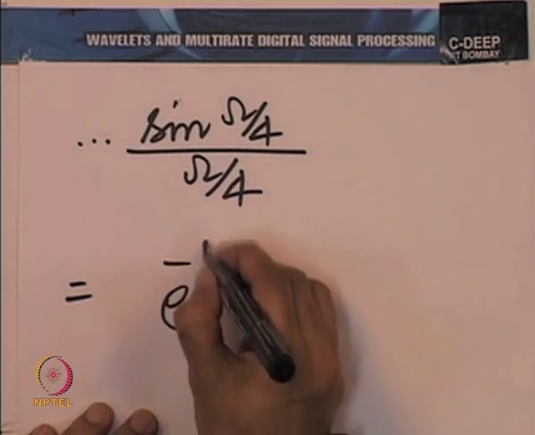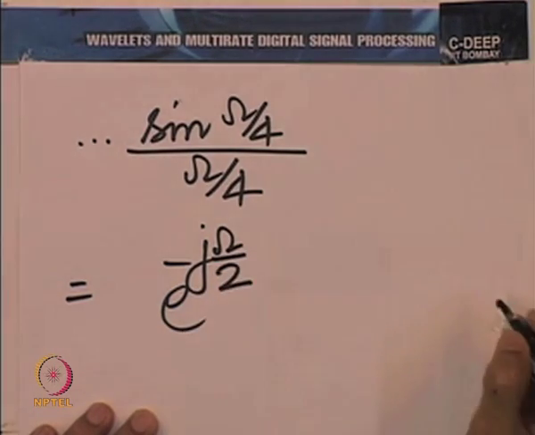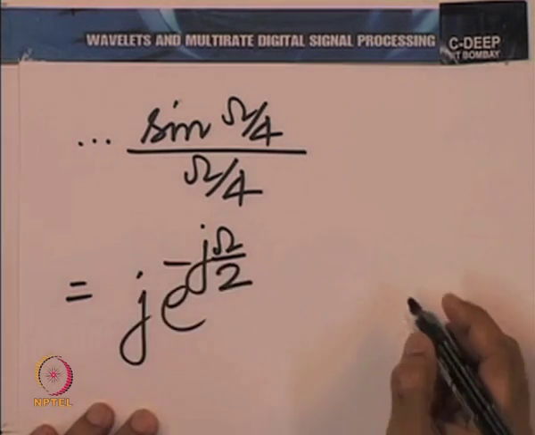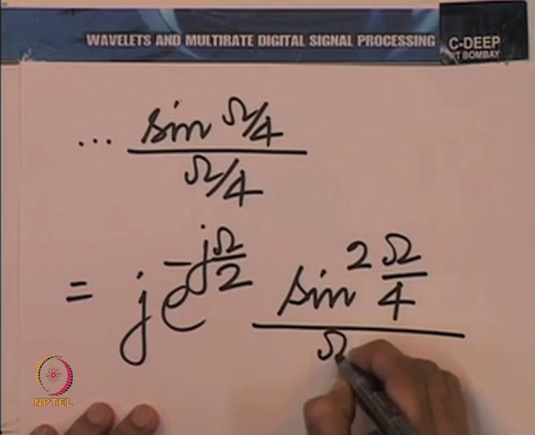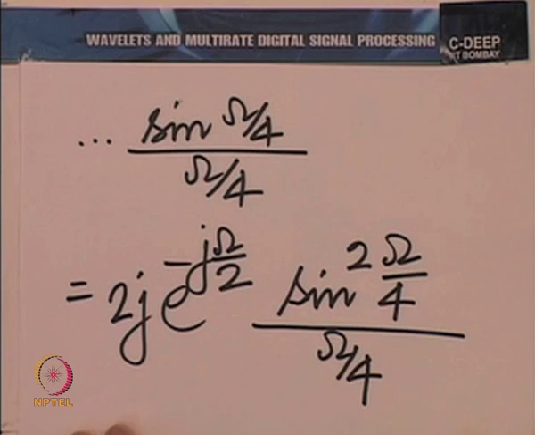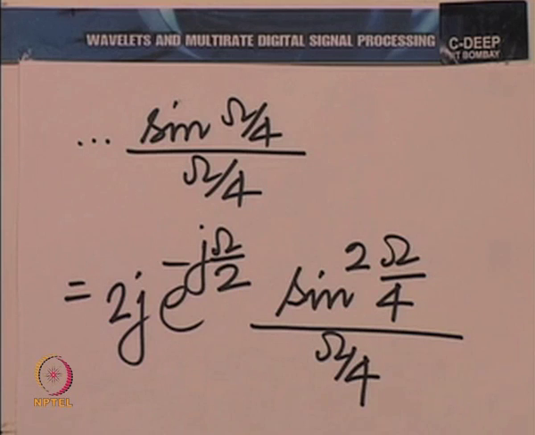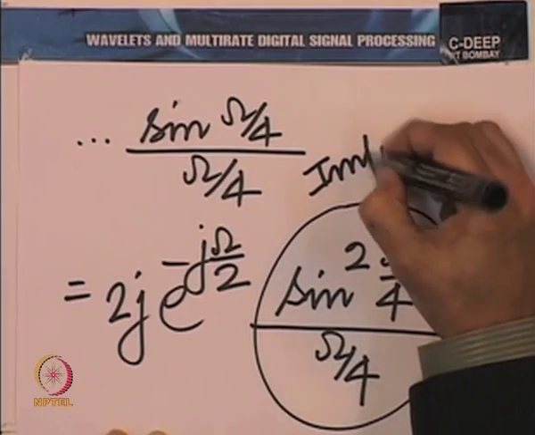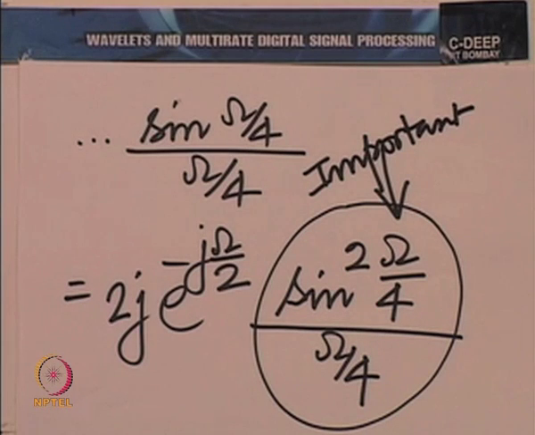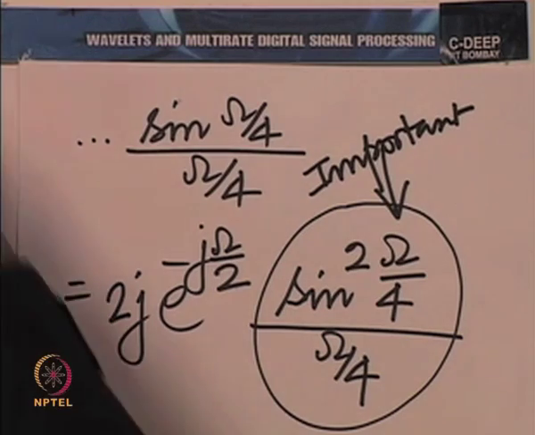In fact, let us multiply all this and put it together. So, I have e raised to the power minus j omega by 2 coming together, j there, sin squared omega by 4 divided by omega by 4, and a factor of 2 remains outside. So, what we need to focus on here is essentially this part. This is important. The rest of it is not, because it is this that really affects the magnitude seriously. The rest of it is essentially a constant magnitude. So, let us look at the magnitude of sin squared omega by 4 by omega by 4.